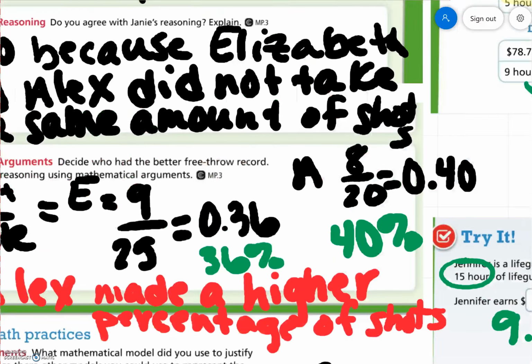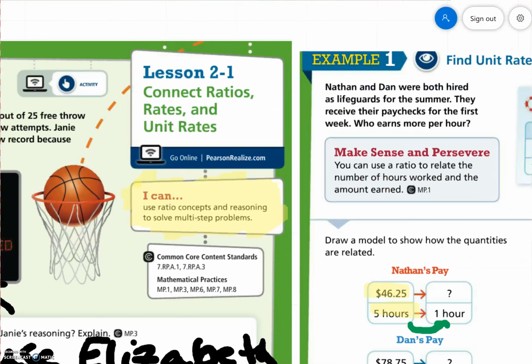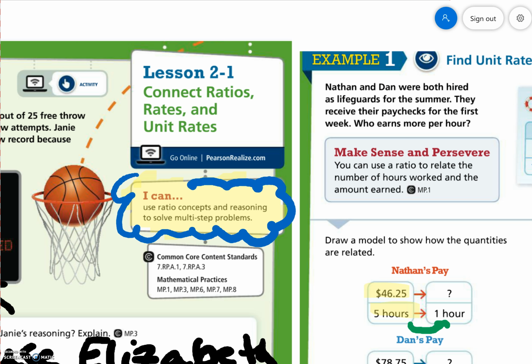Great job, 7th grade. Let's all say it with me. I can use ratio concepts and reasoning to solve multi-step problems.